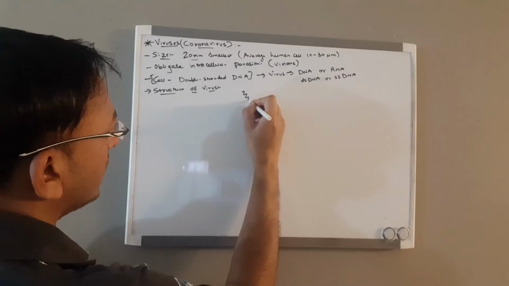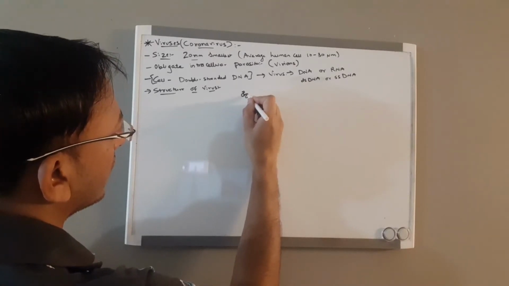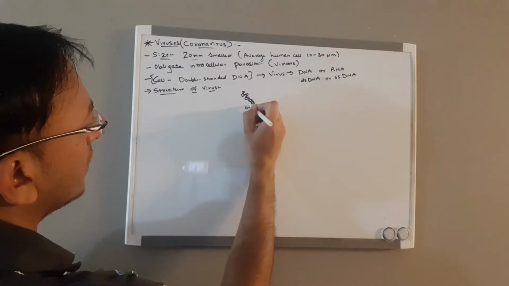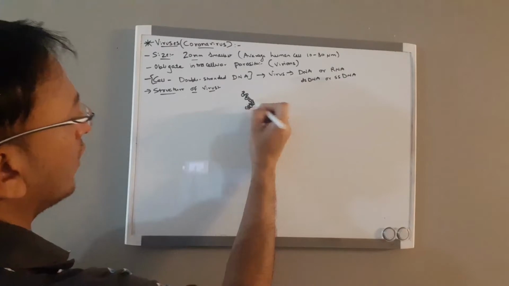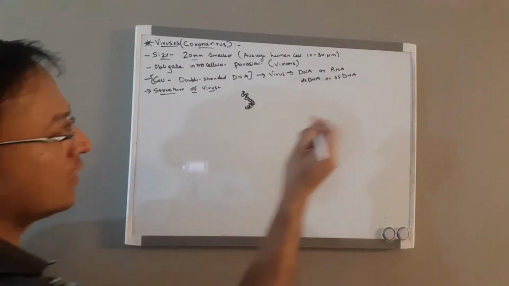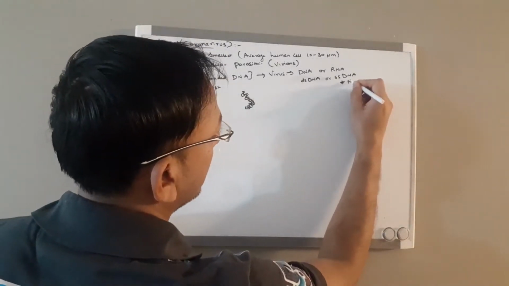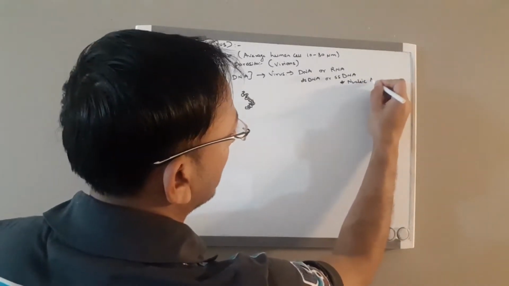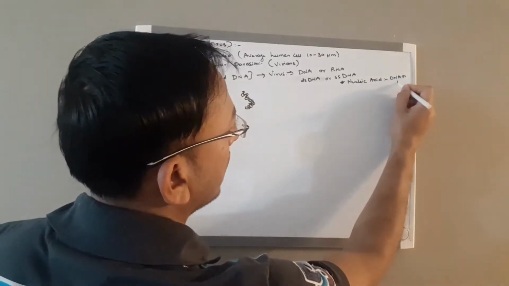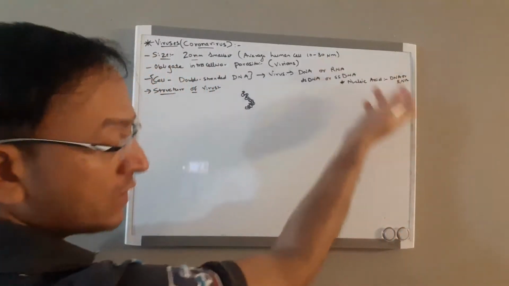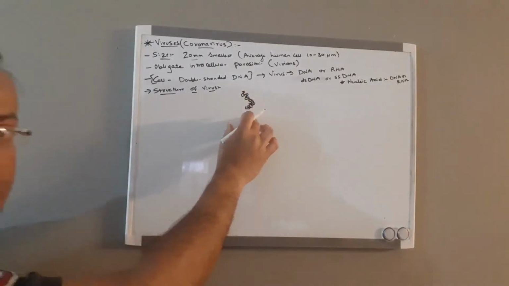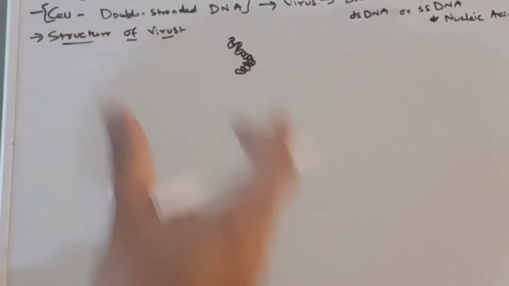So for example, this is the nucleic acid of the virus. We'll write it down. Nucleic acid. This terminology is used for DNA or RNA, as virus can have either of these. So we'll just use nucleic acid. So this is the center part of the virus, that it has a nucleic acid.